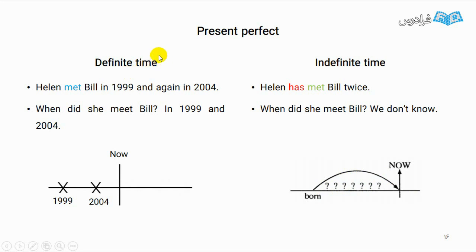When we have a definite time and we know when something happened in the past, we use simple past, met. But when we are talking about the past and we don't know, or it is not important, when it happened, we have to use present perfect, has met.